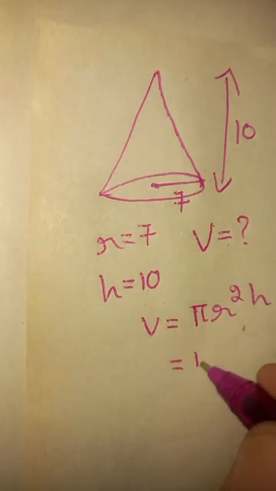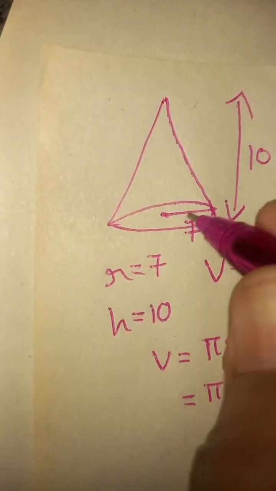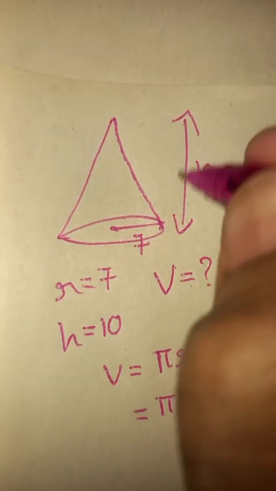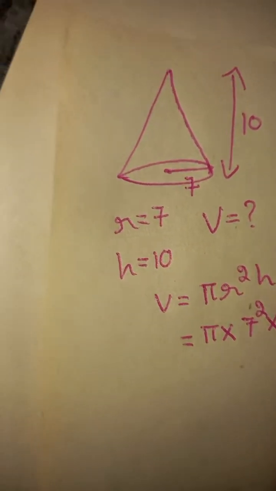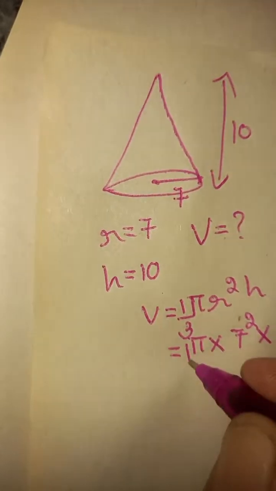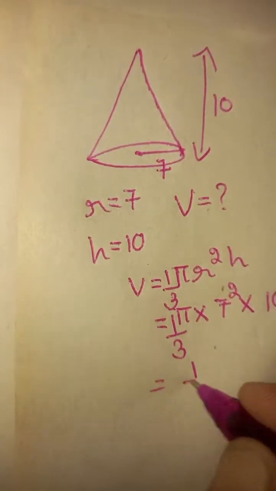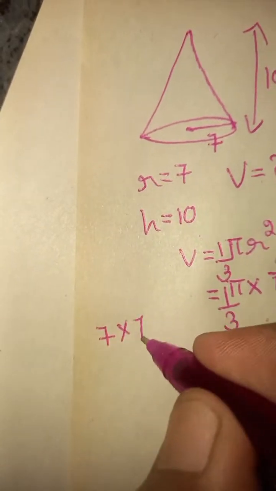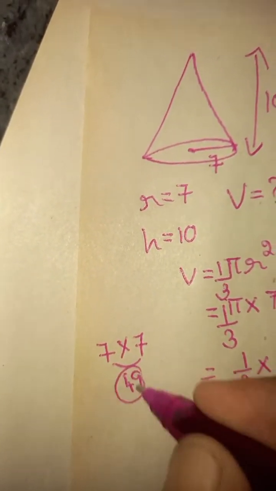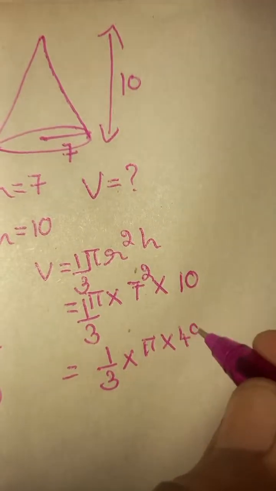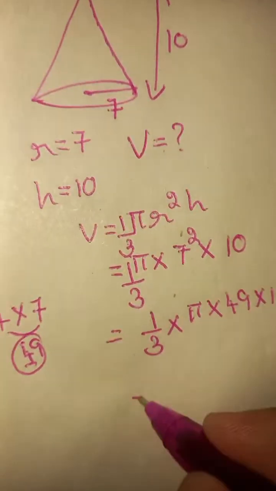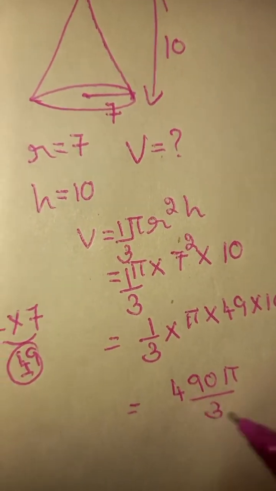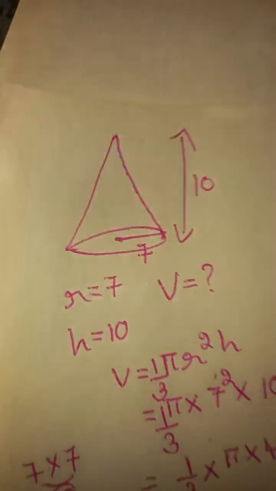So here it becomes pi times the radius 7 units, 7 square, times the perpendicular height, 10 units. Now that is 1 by 3 pi r square h. 1 by 3 times pi times 7 square, which means 7 times 7, which is 49. So this is pi times 49 times 10. This is nothing but 49 times 10, 490 pi by 3 cubic units, which is the volume of this cone.